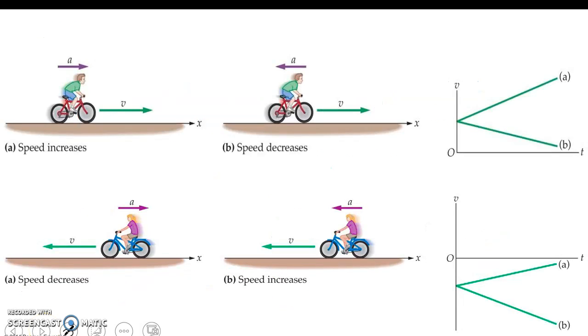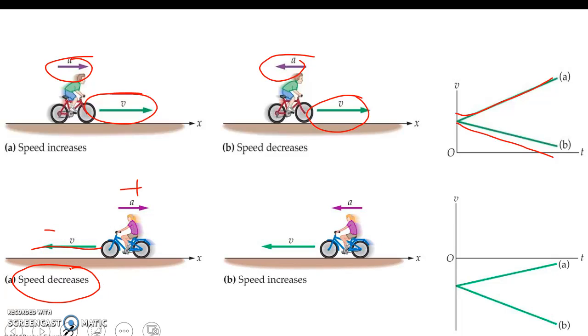Let's look at it in another way. Positive and positive, speeding up. Negative and positive, slowing down. Let's look here. We're going in the negative direction, but we have a positive acceleration. We are slowing down because the signs are opposite. Once again, here, acceleration and velocity are both negative. That means we are speeding up.